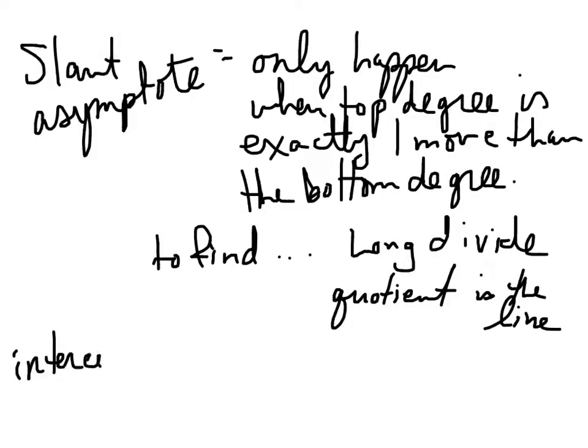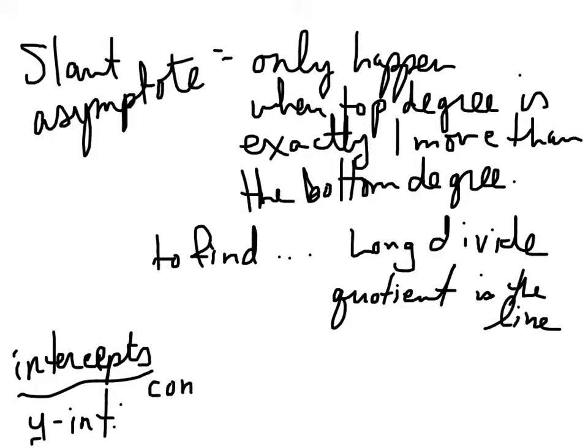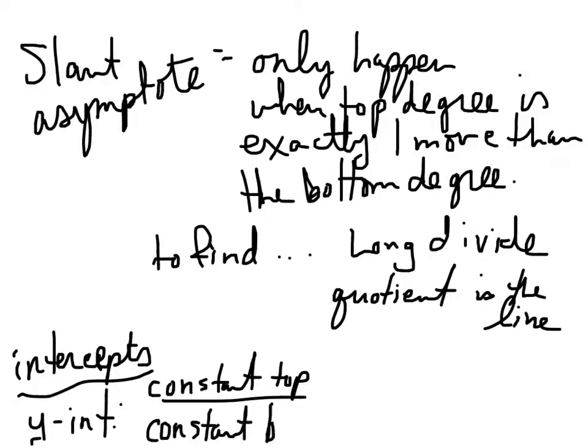Okay, we've talked about intercepts in a different section before, but just to remind you, first of all, about the y-intercept. In order to find the y-intercept, the easiest way is you take the constant of the top divided by the constant of the bottom. When you put 0 in for x, that's all you're going to have left over. So that's just a quicker way of doing it: the constant of the top divided by the constant of the bottom.